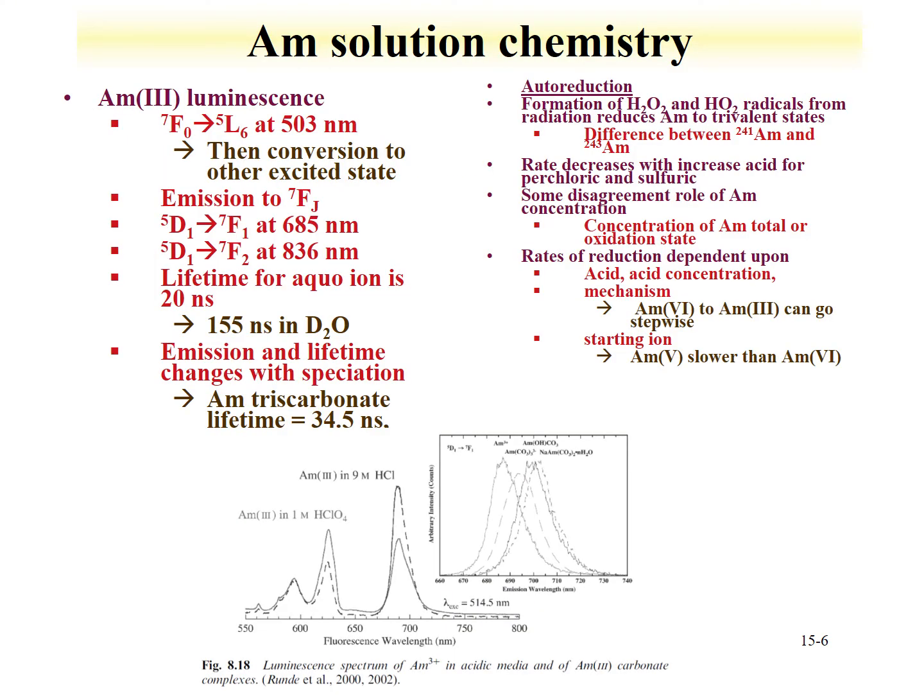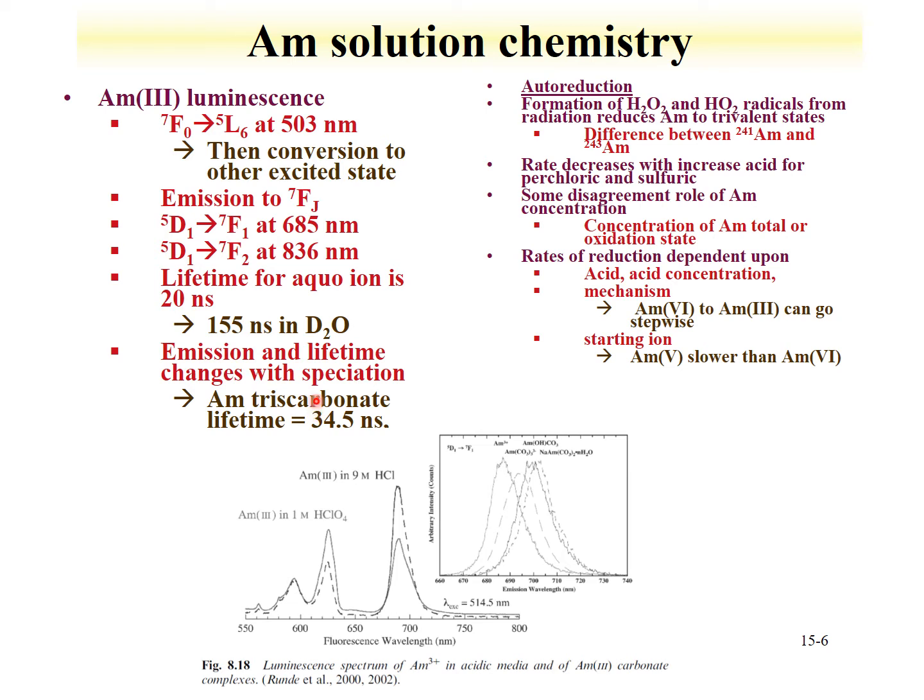Americium-3 also undergoes luminescence. Remember, there was a large absorption of americium at 503. This can excite the electrons to states where they can be converted to other excited states. They can have a lifetime that's longer than your traditional de-excitation. They can be shifted, and you can see the emission bands at different energies. So this is a way of detecting americium and getting some more information about the speciation.